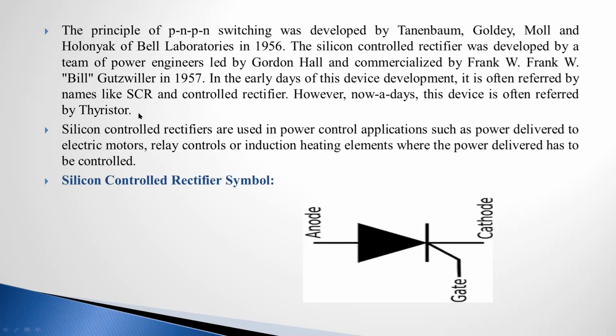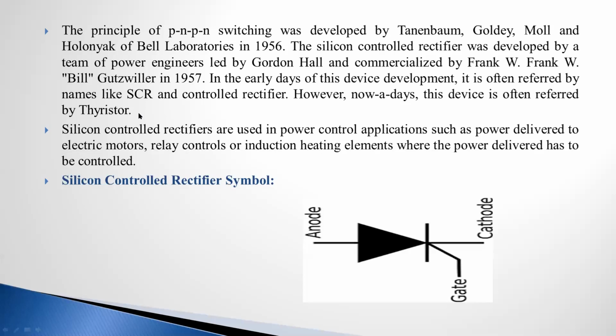It is clear? Silicon control rectifiers are used in power control applications such as power delivered to electric motors, relay controls, or induction heating elements where the power delivered has to be controlled. Silicon control rectifiers or thyristors are used in power control applications because it is a controlling device. Wherever we require controlled power, at those places we can use silicon control rectifiers or thyristors.